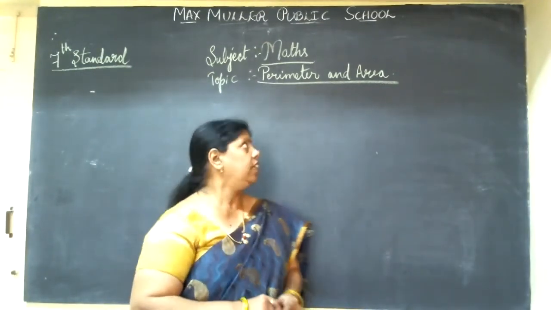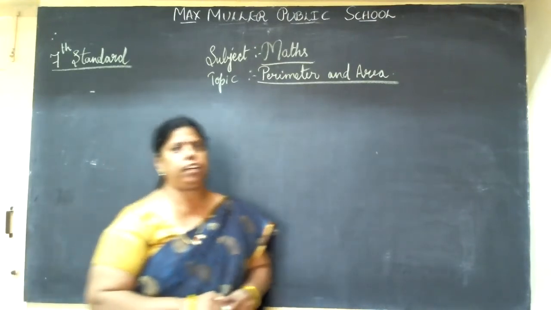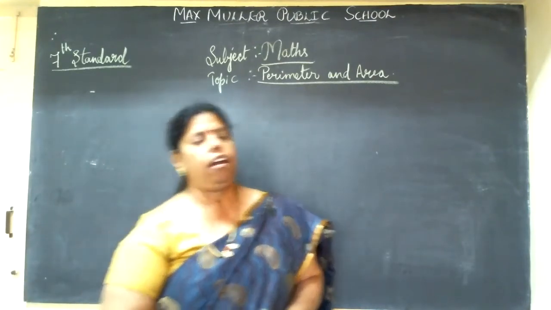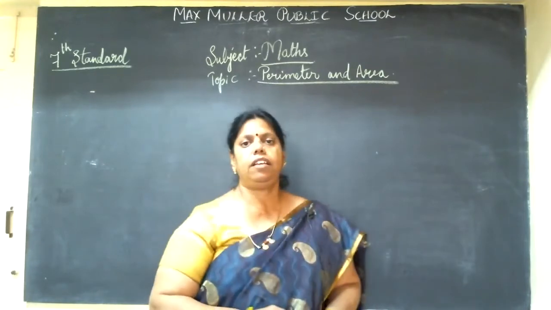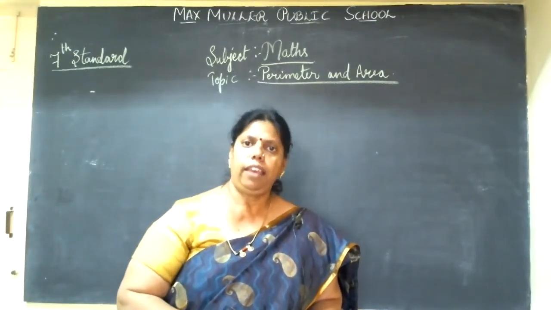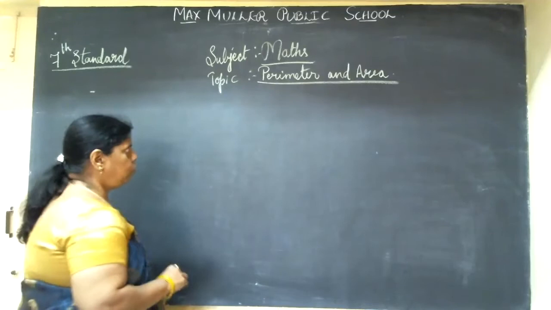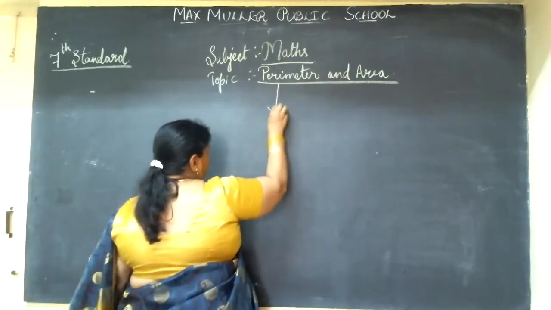As you know, I have already completed the 10 chapters. Now I am going to the 11th chapter, that is perimeter and area. First, I'll note for you what a perimeter is.